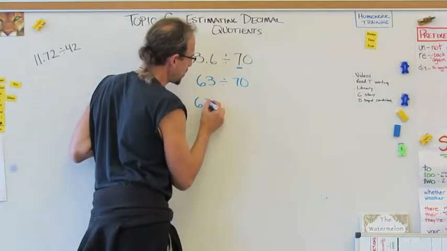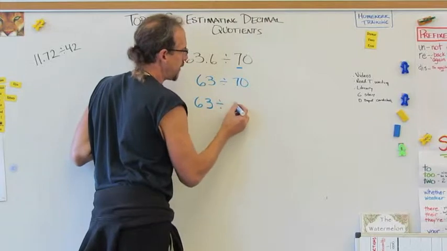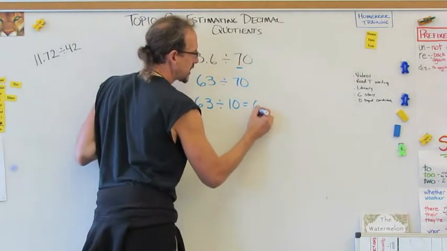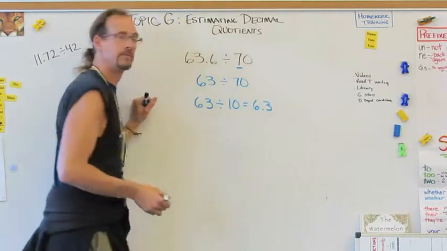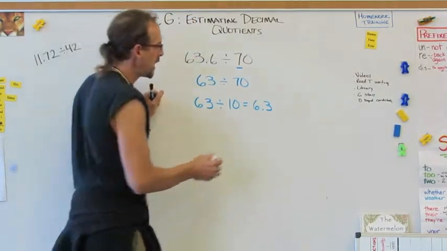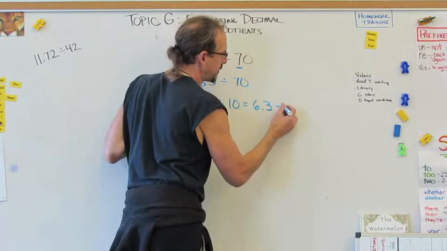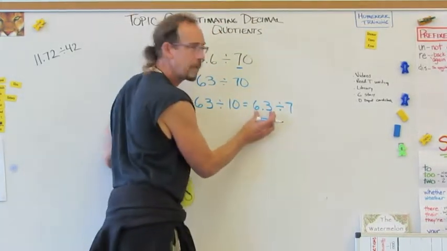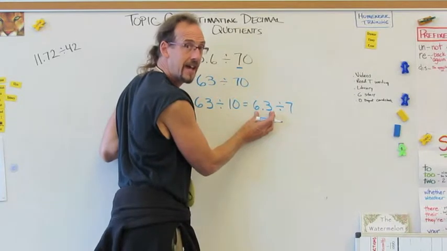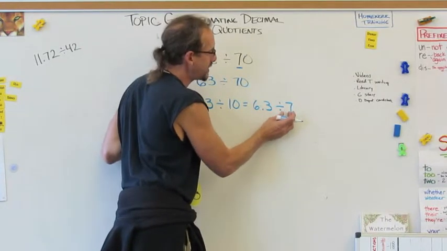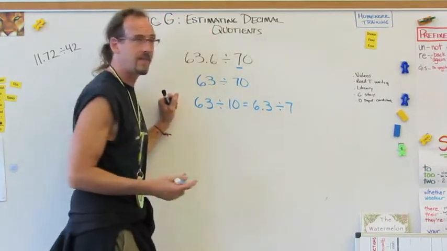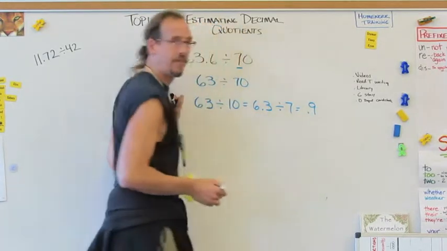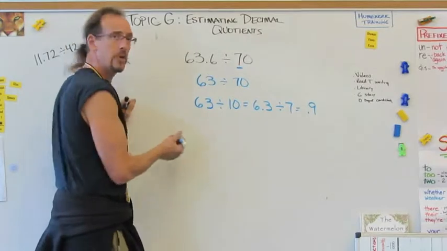We could take 63 and divide it by 10 first, making that 6 3/10. And then we could divide that by 7. And this is where the units come in. We want to think about that as 63/10 divided by 7. And 63/10 divided by 7 would be 9/10.